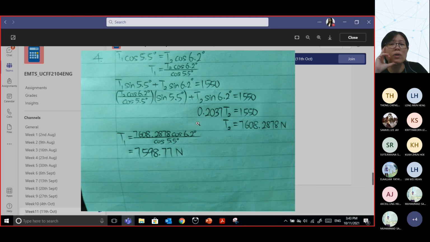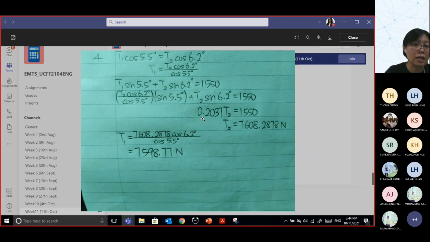The way Wei Huan is calculating, she tries to reduce the rounding error. That means she didn't calculate the value for T1. She just uses cos 6.2, cos 5.5, substitutes these values, and then calculates T2. By using this way, she can reduce the rounding errors a lot.